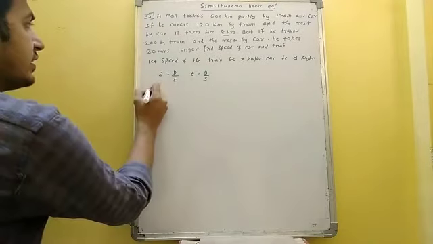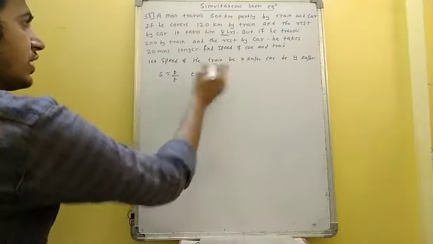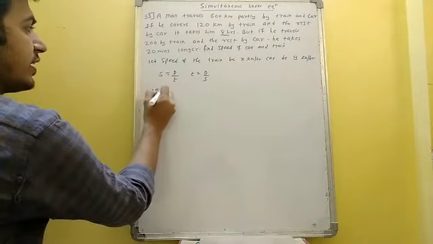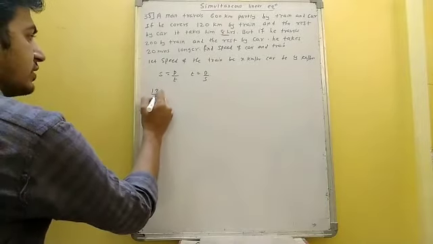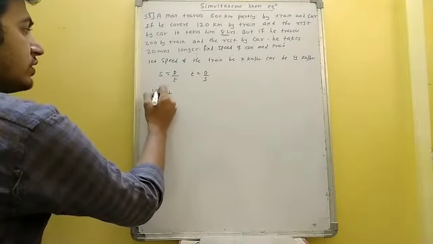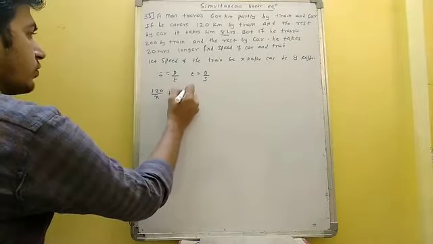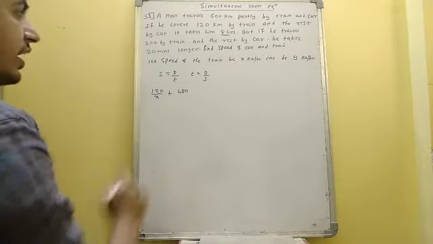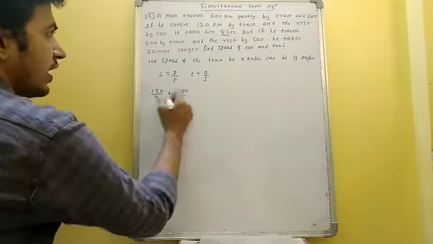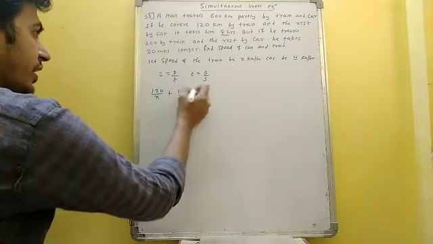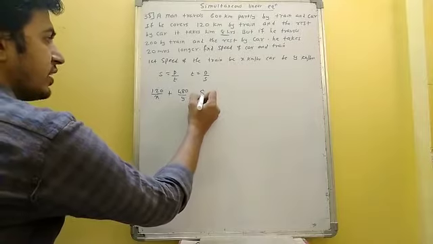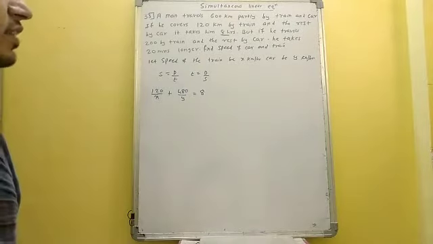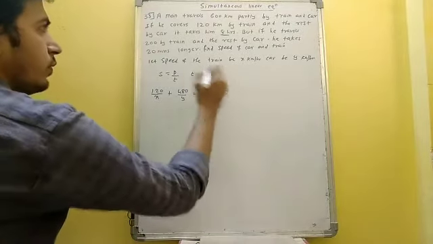Now, distance covered by train. We'll start with the train. So the distance is 120 kilometers upon the speed of the train, which is x. 600 minus 120 is 480, the distance covered by car, upon the speed of the car, which is y. Distance upon speed represents the time, that is 8 hours. So this is equation number 1.